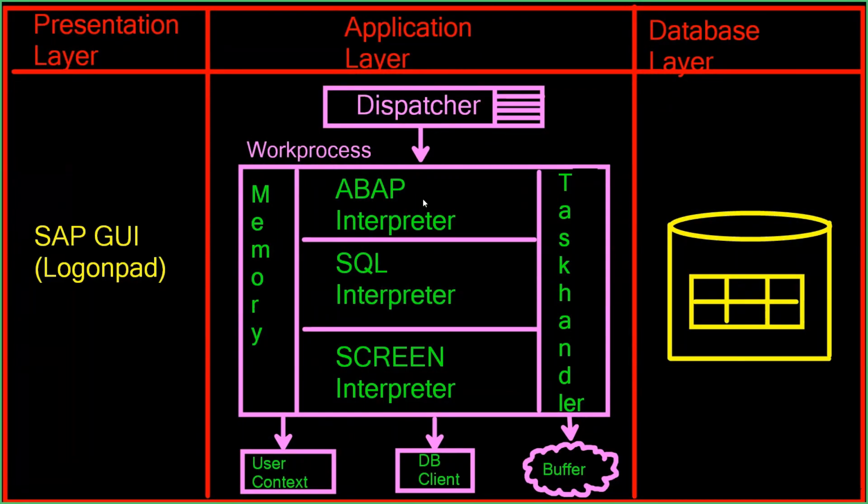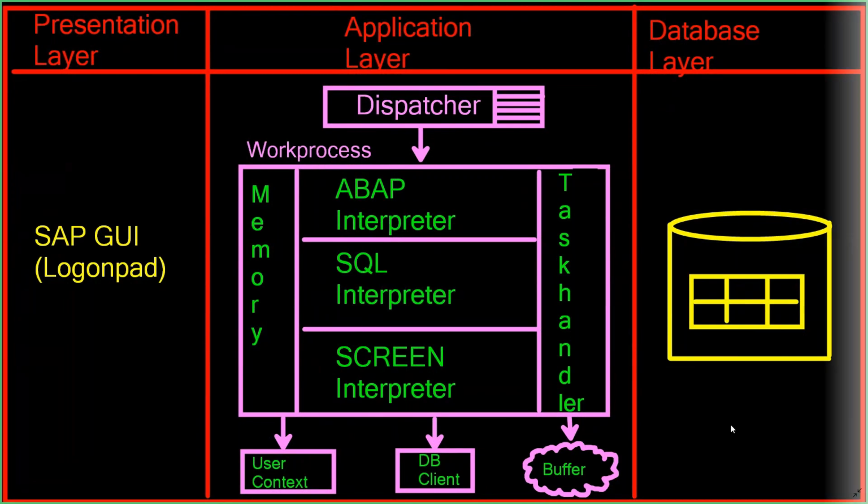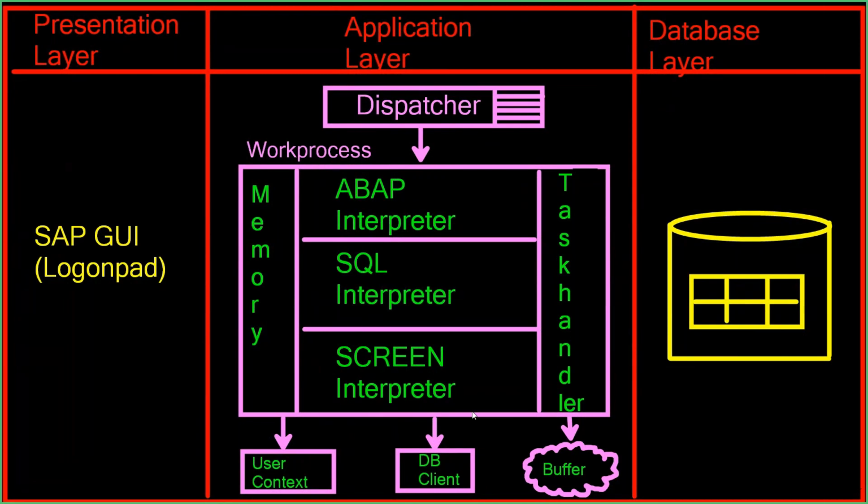User context: whenever a user is logged in, all user details are stored in the user context. Then the database client. After the work process handles the user request, sometimes the work process goes to the database to fetch the data. With the help of the database client only, the work process goes to the database. And a buffer.